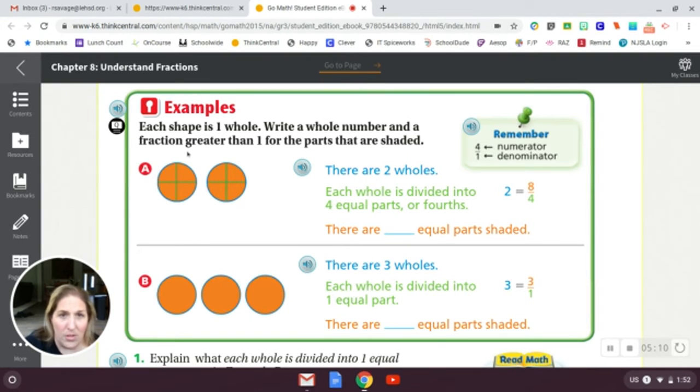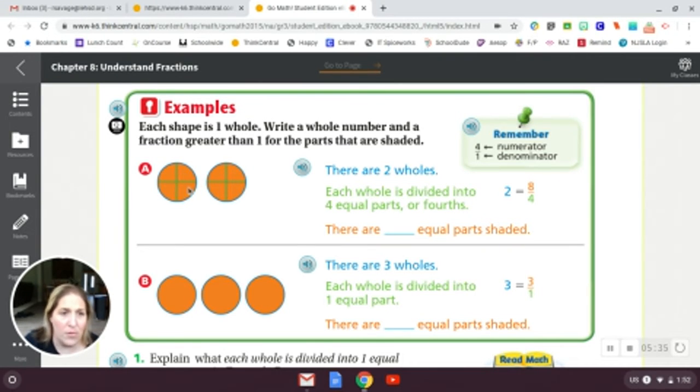So each basketball is one whole. Write a whole number and a fraction greater than 1 for the parts that are shaded. So in blue, I know this says there are 2 wholes. 1 basketball, 2 basketballs. Each whole is divided into 4 parts. 1, 2, 3, 4. It's fourths.